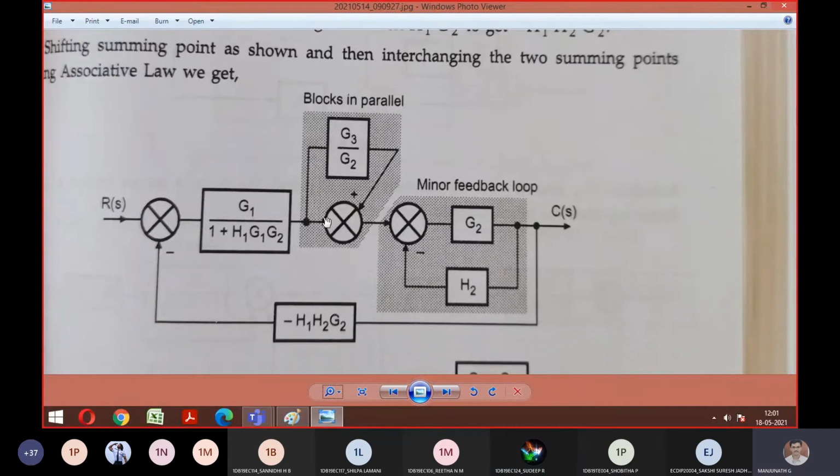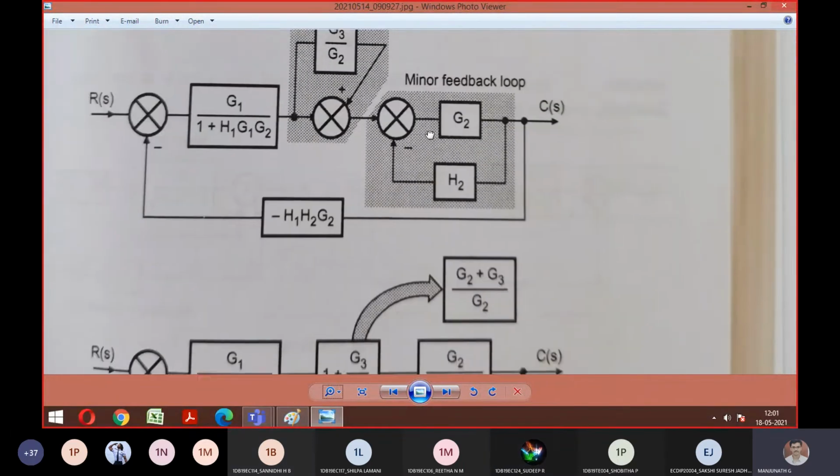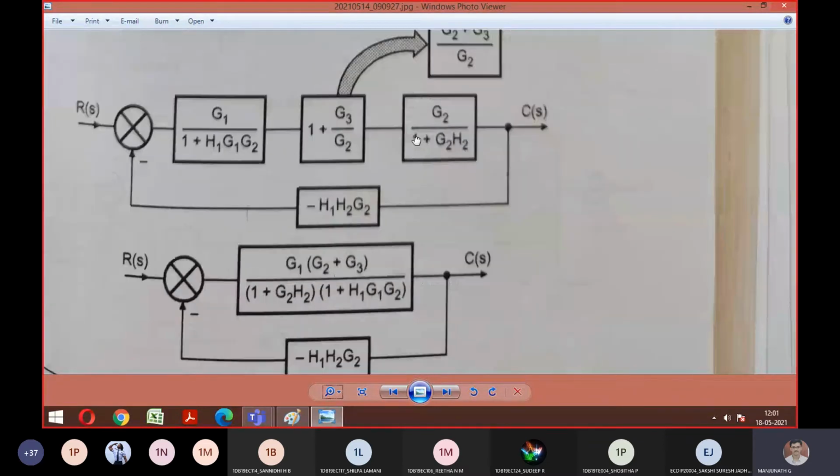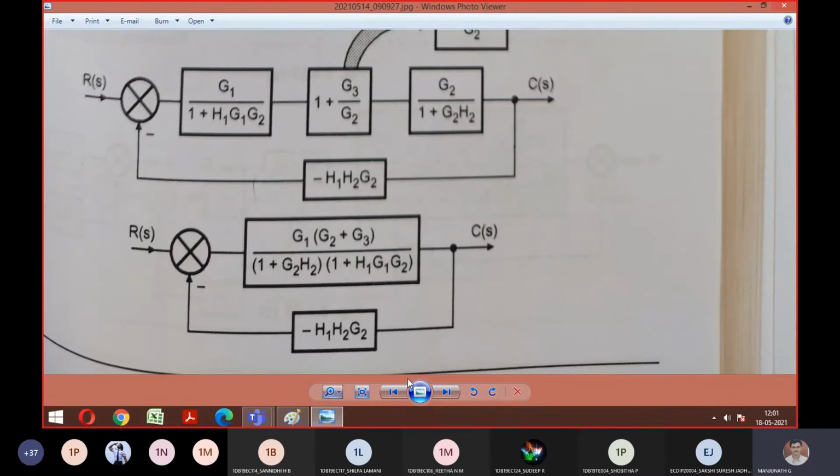So this is one block, this is one block, this is one block. So all three are in cascade now? Yes or no? This block, this block, this block, all are in cascade? So if you make all three cascade, this is how it looks, right? So here they have taken simplified G2 plus G3 for further simplification. So all three look like a cascade. So this cascade has become one block. Agree?